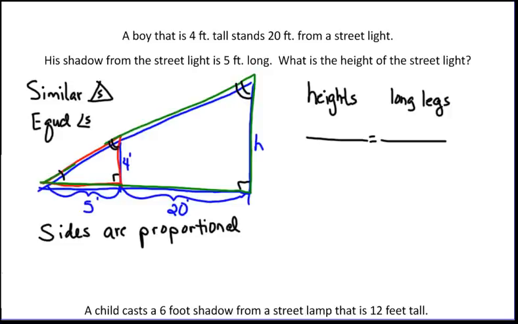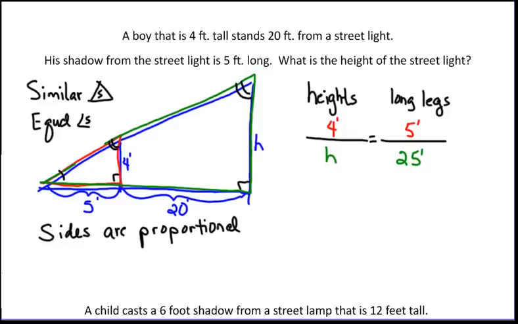So let's look at the boy first. The boy, in other words the red triangle, has a height of 4 feet. And the long leg on that triangle is 5 feet long. Now look at the bigger green triangle. The height of that triangle is h, and its long leg is actually 20 plus 5, 25 feet. So we have the proportion set up. We have both of the heights on the left, both of the long legs on the right.